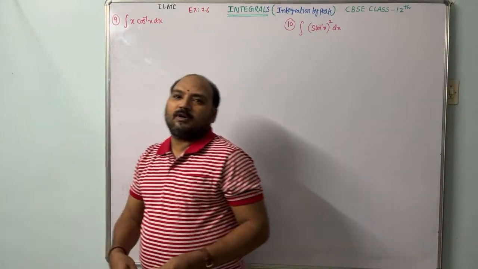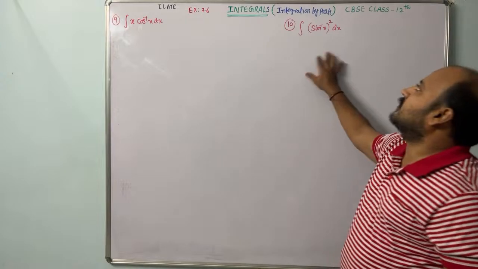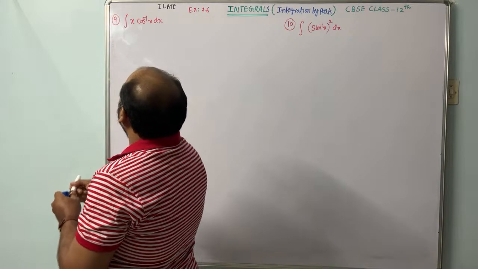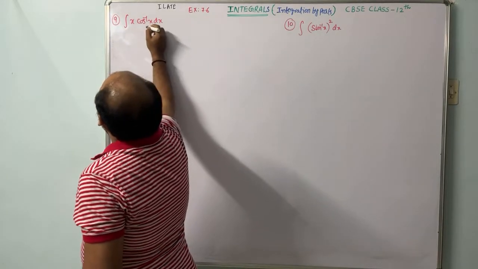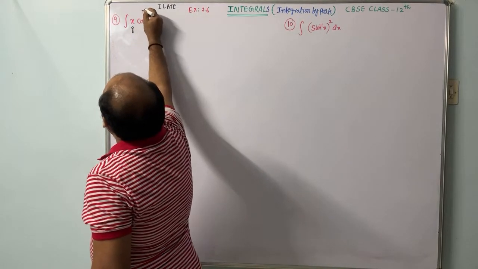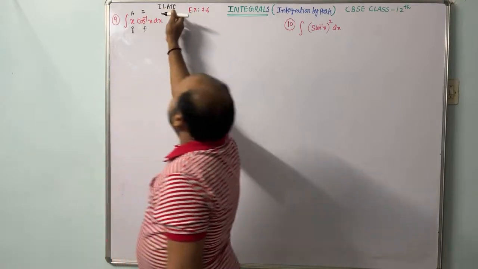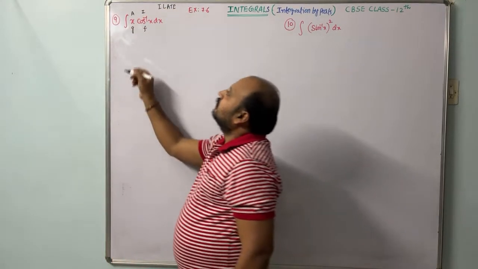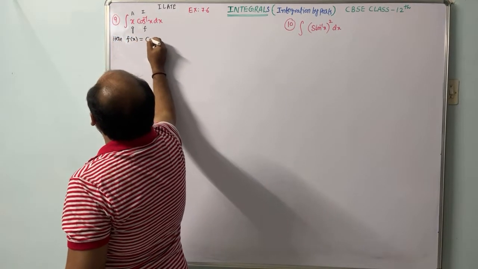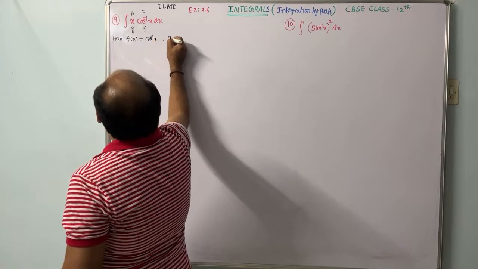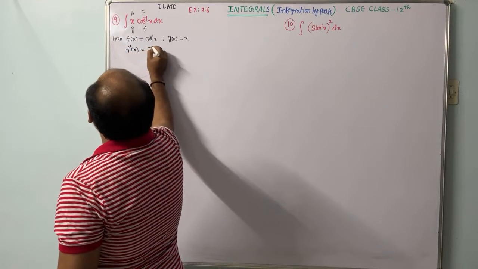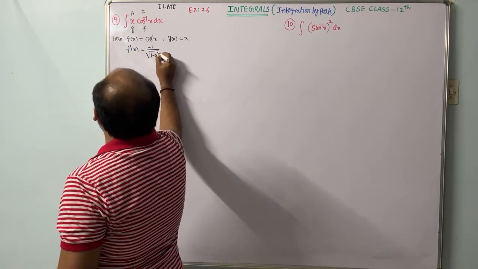We'll come to question number 9. Maximum I'll finish it till question number 10. Here f of x is the inverse function, the first function, and this is the second function. In the ILATE formula, inverse trigonometry comes before algebraic, so f of x will become the first function. Here f of x is equal to cos inverse x and g of x is equal to x. f dash of x equals minus 1 by root of 1 minus x square.